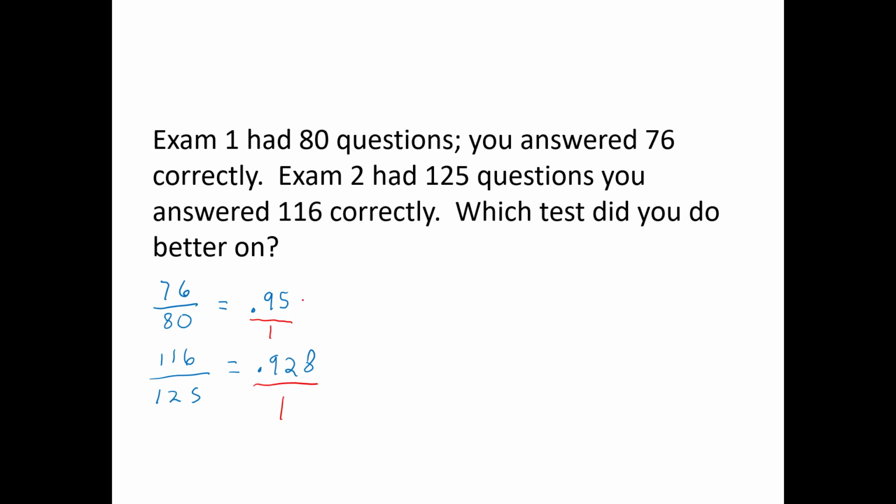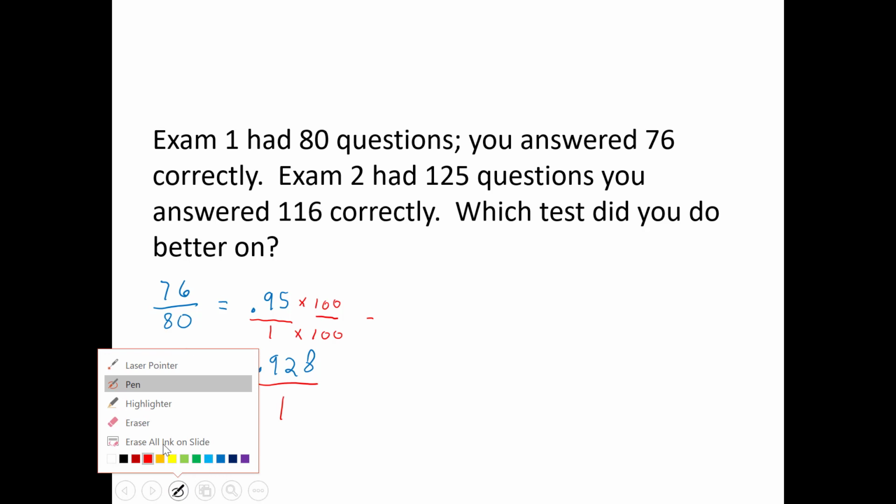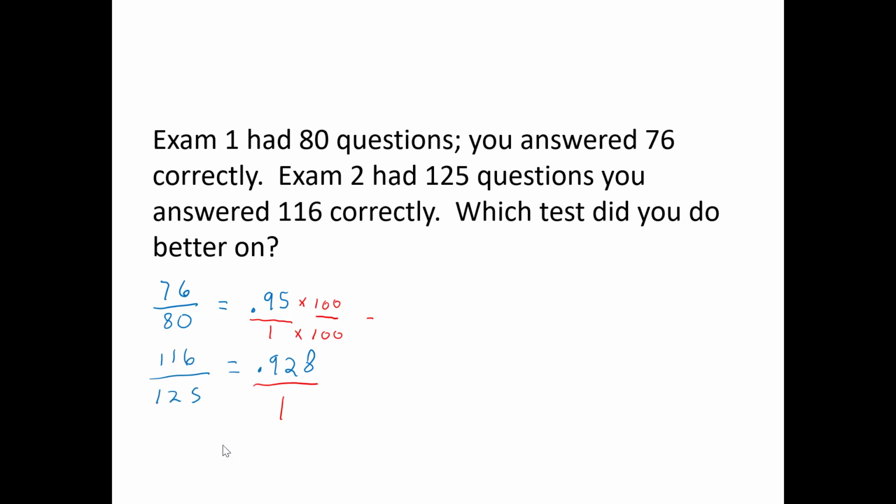And again, what we can do is multiply the numerator and denominator by whatever we like, and we're going to multiply the numerator and denominator by 100 because working with 100 is really, really easy, right? So when you multiply 100 times 0.95, all that ends up happening is you just move the decimal point over 2 places. So the 0.95 becomes a nice whole number, 95, and the denominator becomes 100, right? And here we're going to do the same thing. We're going to multiply the numerator and denominator by 100.